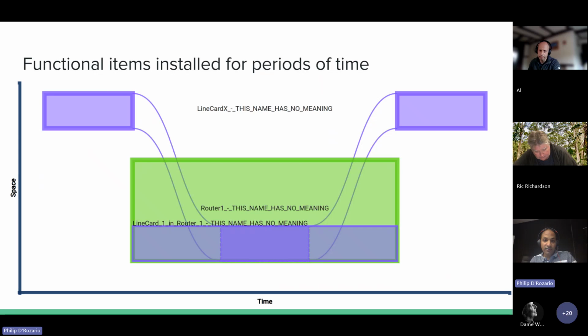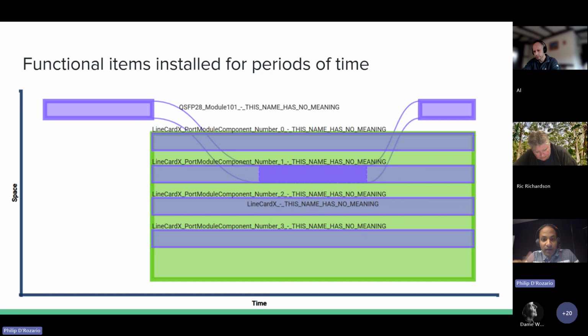Functional items themselves, like line cards, can also be installed, and they're installed for a part of time. And we can also decompose. So the line card will have multiple ports. Those ports, like optical ports for example, can be installed and removed. And so this is what that QSFP module is. It can be installed in a line card.